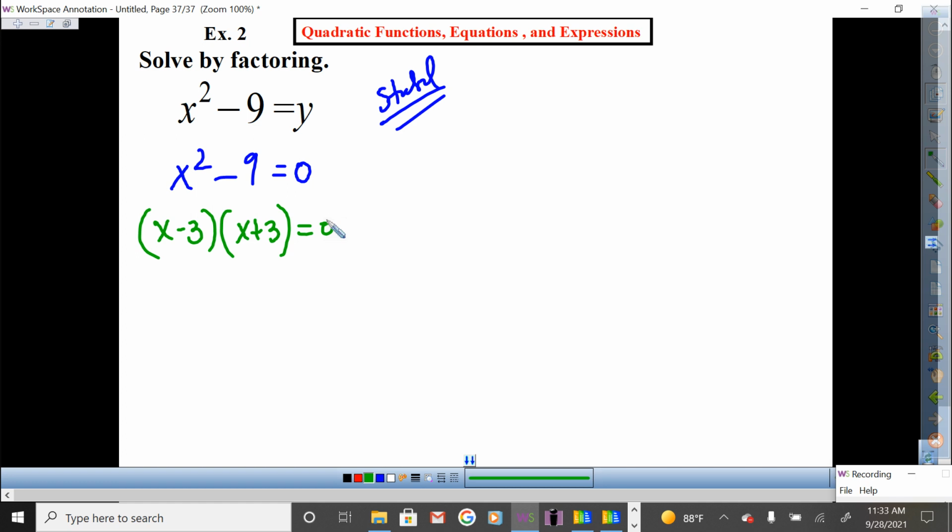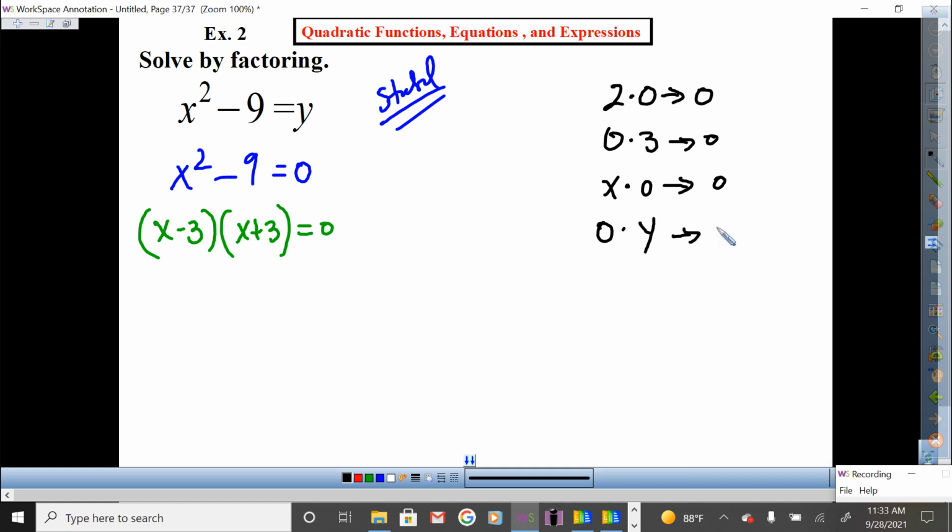Copy that, please. Now, the next step, I'm just going to elaborate on the side. Don't copy this, just follow along. Check this out. What is 2 times 0? What is 0 times 3? What is x times 0? 0. What is 0 times y? So now check this out. What if I said x times y is also 0? What could x be? Or what could y be? 0. Either one could be 0, right?